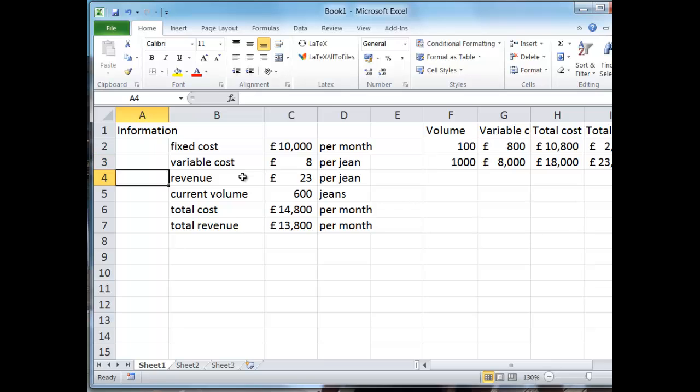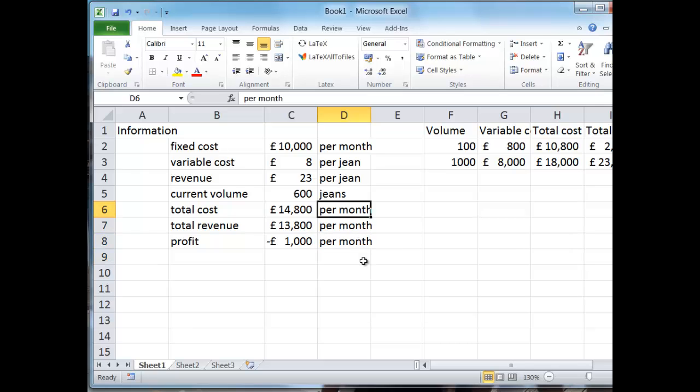So are we making any profit? Let's have a look. Total profit. Since we have only one, profit is equal to, what is the profit? The profit is the revenues minus the cost. So actually, by selling 600 jeans, we make a loss, 1,000 pounds per month, which is not good. So how many jeans should we actually produce in order to break even?